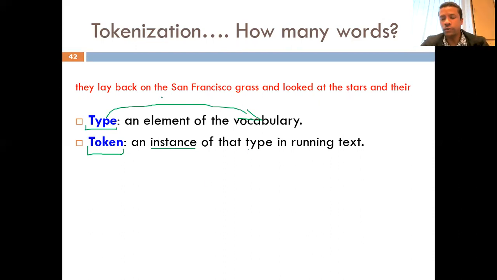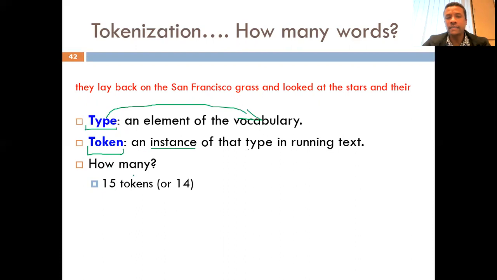So if you do that, in the first case, when it comes to the tokens, it can be 15 or 14. Why do we say 15 or 14? It can be 1, 2, 3, 4, 5, 6, 7, 8, 9, 11, 12, 13, 14, 15. But if you consider San Francisco, since it's a single name for a place, you can say it is 14. It depends on how you analyze it.